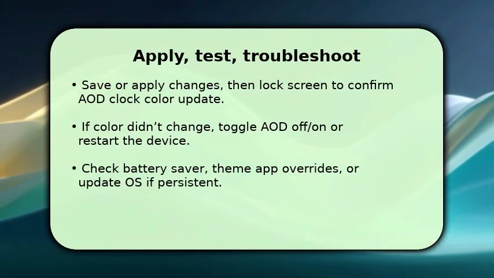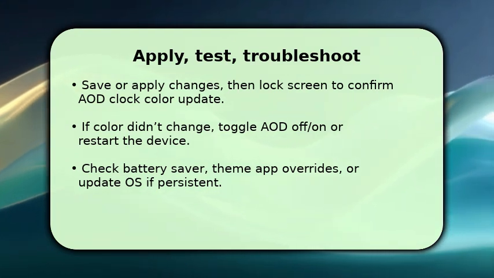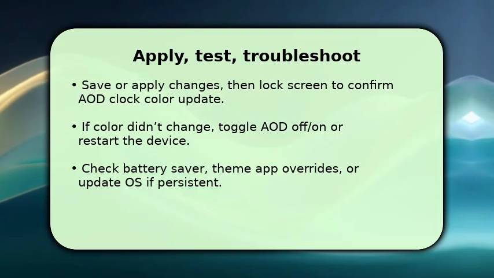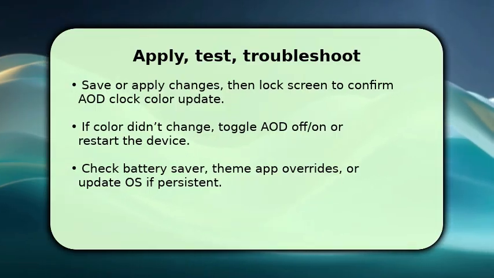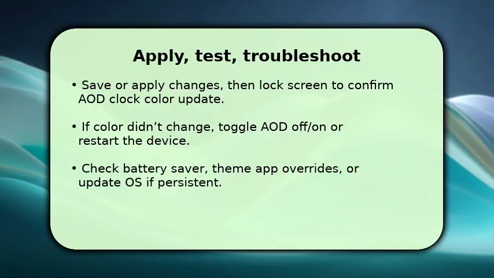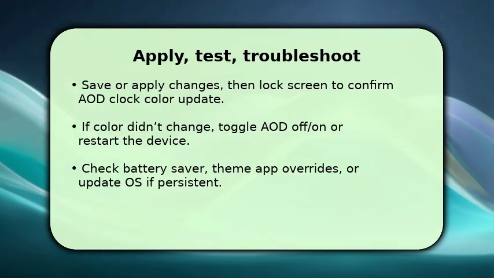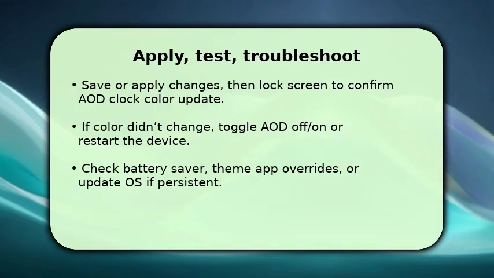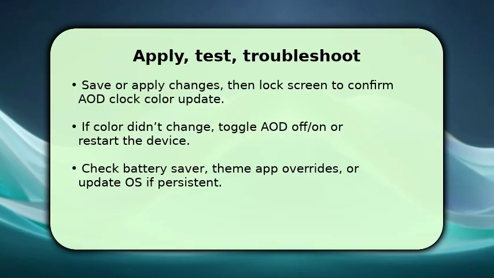Then lock your phone and check the always on display to confirm the clock changed. If you don't see the update, toggle AOD off and on or restart the device, because temporary glitches often resolve that way. Make sure battery saver, system themes, or third-party lock screen apps aren't overriding your setting, and install any pending updates if the option is missing. One tip: clear the clock or system UI cache before more invasive.